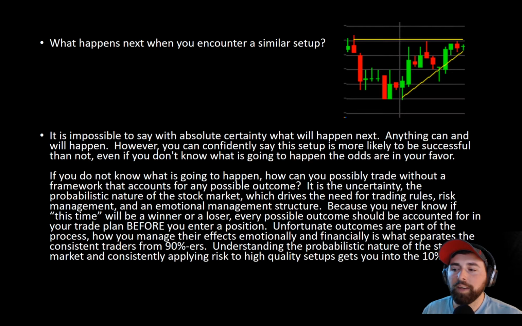If you don't know what's going to happen, how can you possibly trade without a framework that accounts for any possible outcome? It is the uncertainty, the probabilistic nature of the stock market, which drives the need for trading rules, risk management, and an emotional management structure. Because you never know if this time will be a winner or a loser. Every possible outcome should be accounted for in your trade plan before, I cannot stress this enough, before you enter a position. Unfortunate outcomes are part of the process. How you manage their effects emotionally and financially is what separates the consistent traders from the 90%ers.